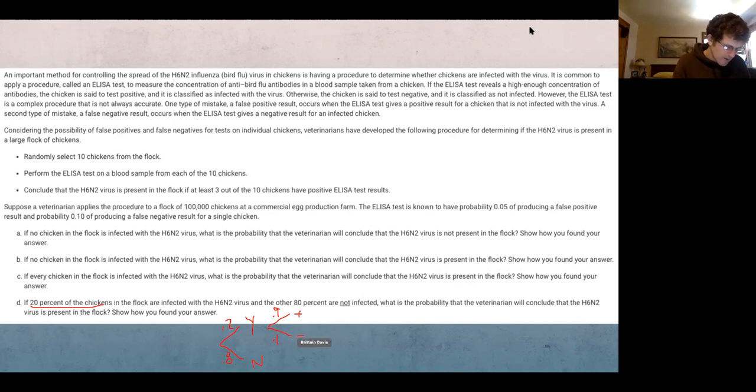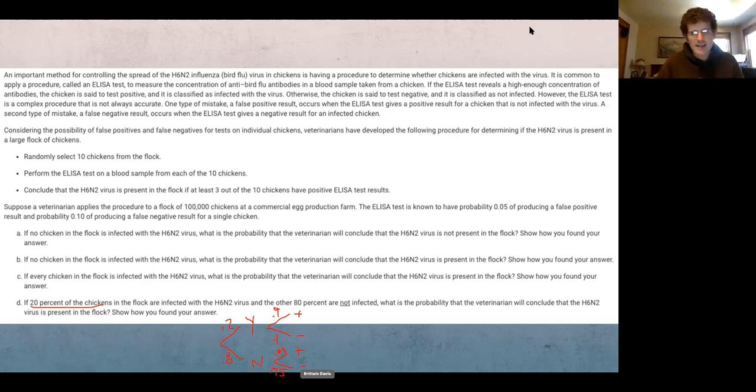All right. When a chicken does not have the virus, there is a 5% chance of getting a false positive. So 0.05, I'm squeezing this in, so I apologize if you're having a hard time seeing it. There's a 5% chance of a false positive and a 0.95 chance of getting a true negative.